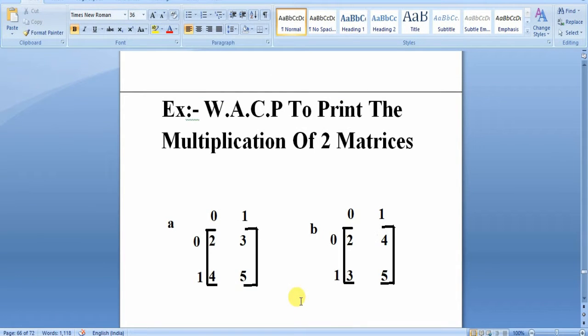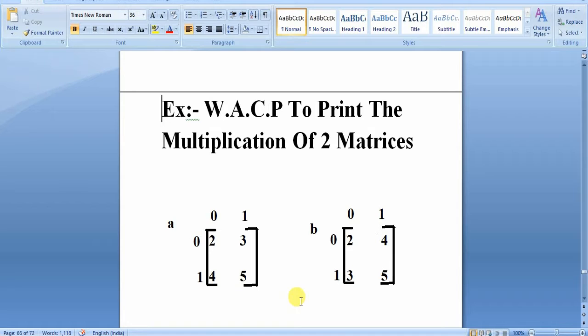So today our topic is writing the C program to print the multiplication of two matrices. Before talking about multiplication, in the previous video we covered addition of two matrices. For addition, the number of rows and columns of the A and B matrices should be the same, then only matrix addition is possible.